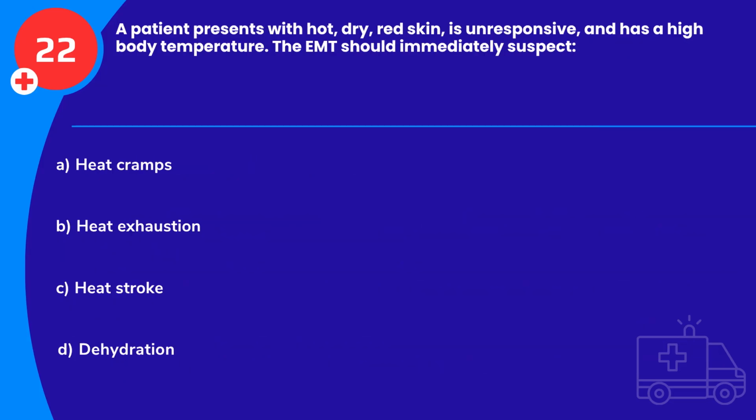Question 22. A patient presents with hot, dry, red skin, is unresponsive, and has a high body temperature. The EMT should immediately suspect A. heat cramps, B. heat exhaustion, C. heat stroke, D. dehydration.